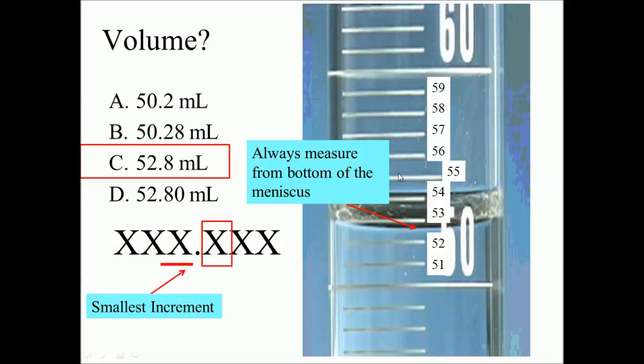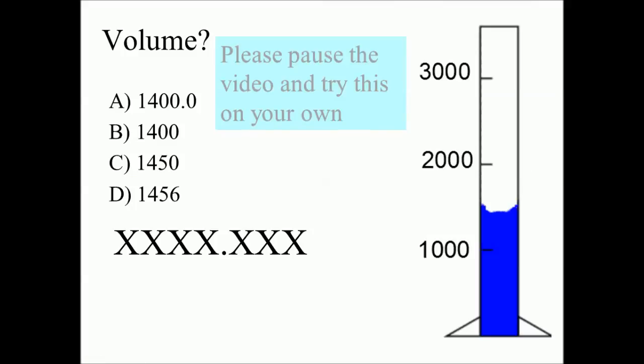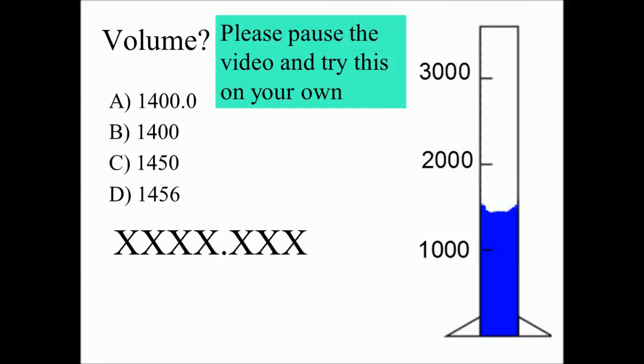Since that's our smallest increment, we have to estimate one place value to the right, and therefore we need to estimate to the tenths. So looking at this, I can see it's between 52 and 53. I think it's closer to 53, so I'm going to estimate this to be 52.8 milliliters. Again, I would like you to please pause the video and try this one out on your own.